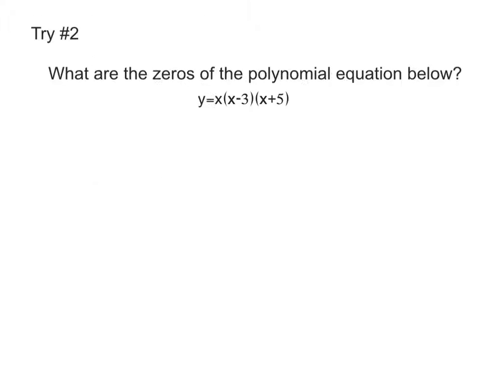Let's keep going. So we're going to try this again. So again, set each factor equal to 0. So the first one is pretty obvious. It's going to be 0. The next one is going to be 3. And the last one is negative 5.